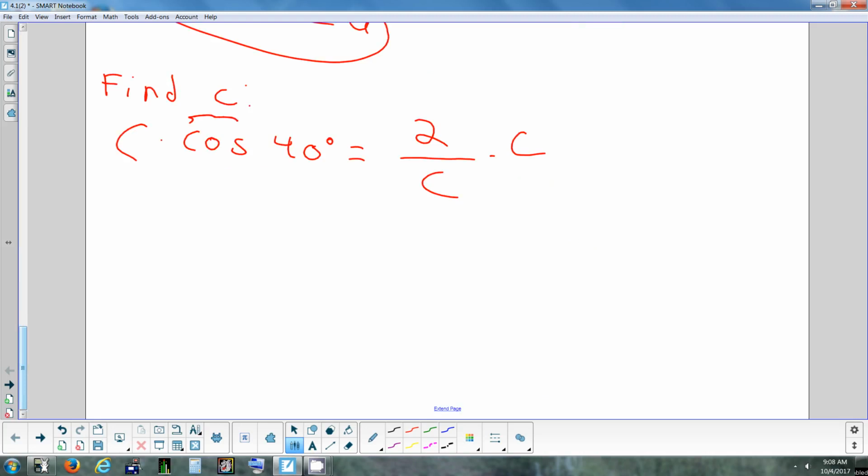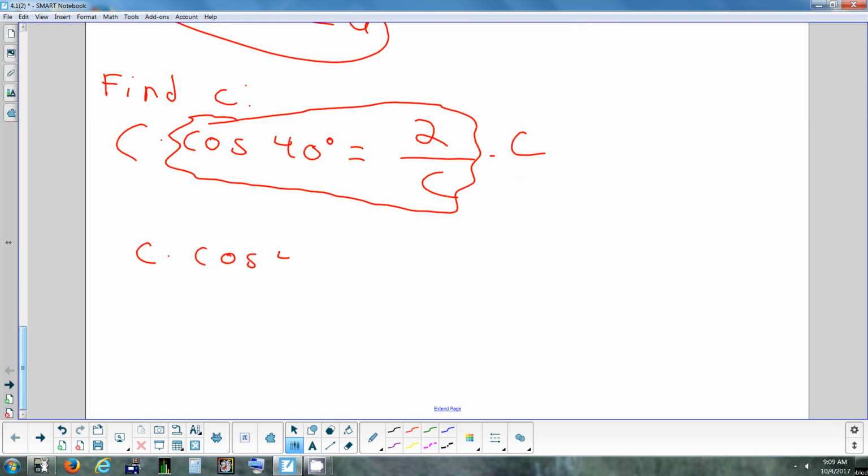Okay. I'm going to put a box around the original problem, because I just want you to remember what that is, because I'm going to show you a trick in a second. So you multiply each side by C. Now you have C times the cosine of 40. I don't care what the cosine of 40 is. I'm just going to leave it like that. Equals 2.